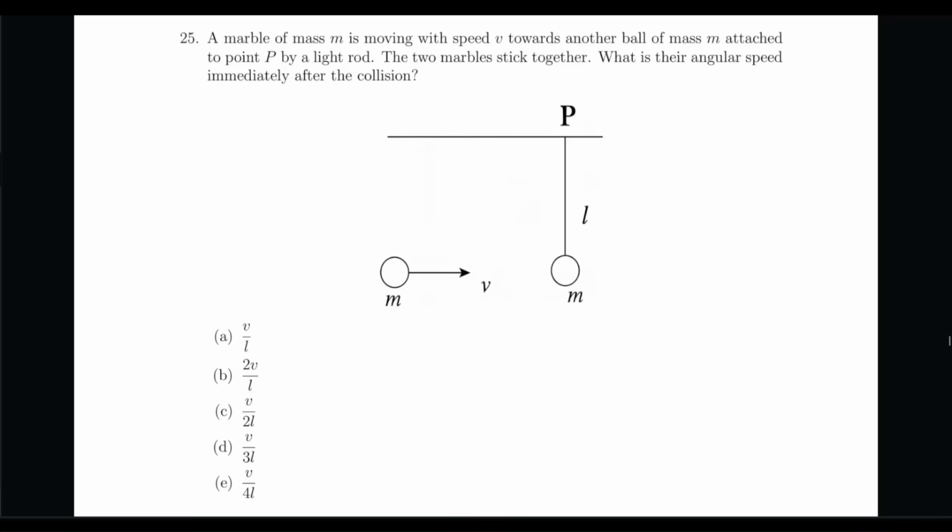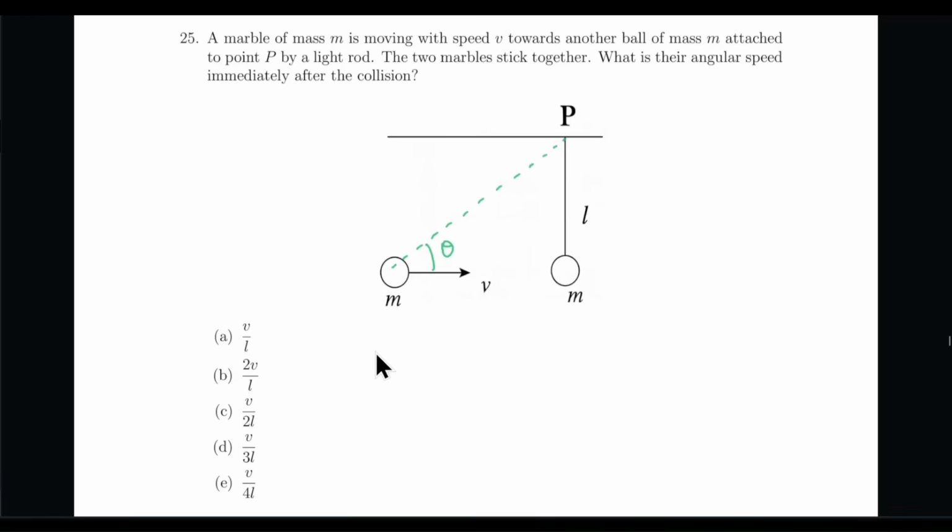If you're thinking, why is the linear momentum not conserved? Because this is a rod, right? As soon as it collides, it exerts an external force on the system. So linear momentum is not conserved, so we are going to conserve angular momentum. The initial angular momentum is only because of this mass, and this is the angle that we are looking for.